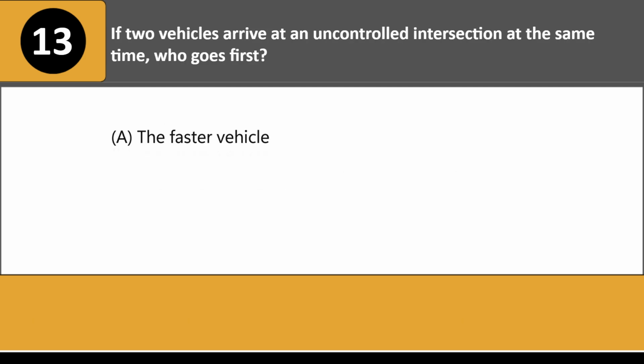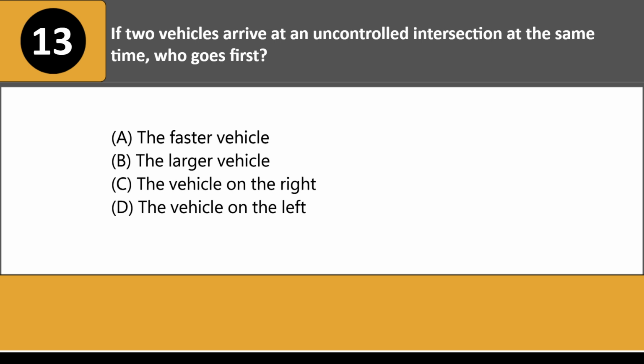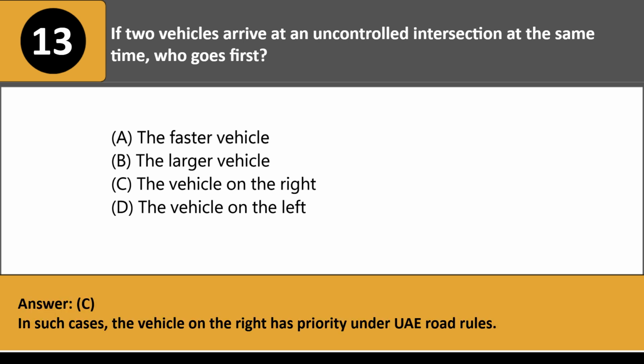If two vehicles arrive at an uncontrolled intersection at the same time, who goes first? A. The faster vehicle. B. The larger vehicle. C. The vehicle on the right. D. The vehicle on the left. Answer: C. In such cases, the vehicle on the right has priority under UAE road rules.